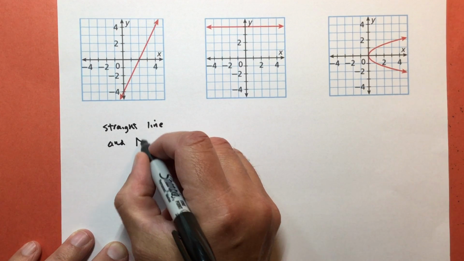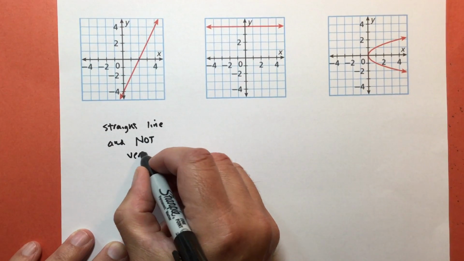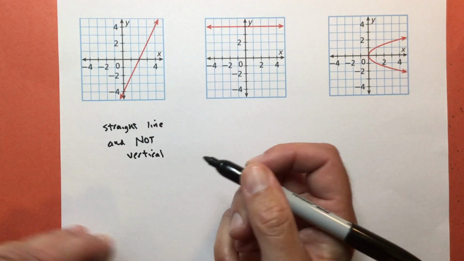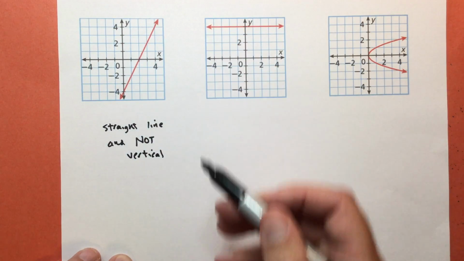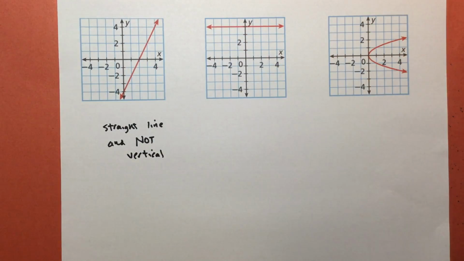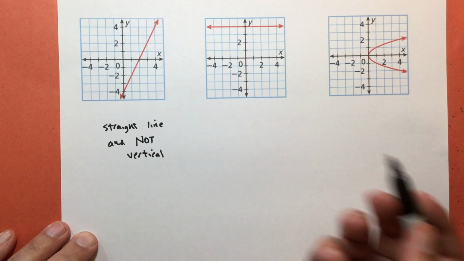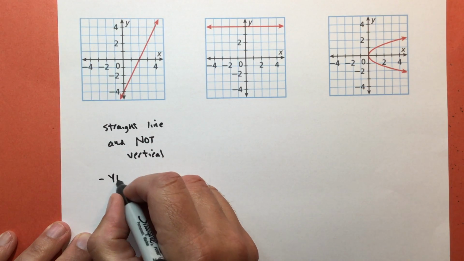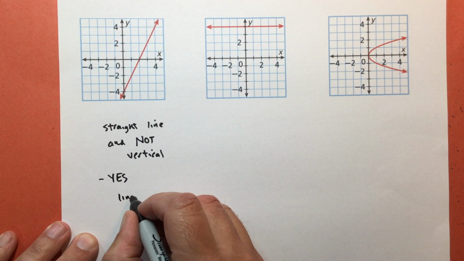And it's not vertical. And when I say vertical, I know it's going up, but when I say vertical, I mean it's going directly up, like this one right here. Okay? These two things are good. So we say yes. This is a linear function.